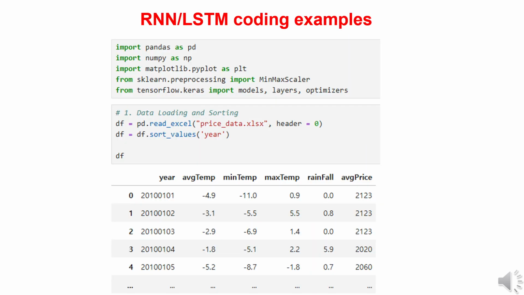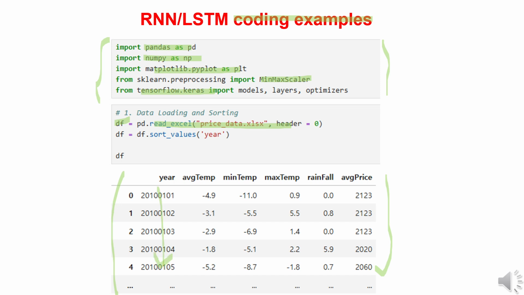Now, let's implement this step-by-step in code. First, we import libraries for data processing and visualization, such as Pandas, NumPy, and Matplotlib. We also import the min-max scaler and TensorFlow Keras modules, which will be used later for data normalization and for building the RNN and LSTM models. Next, we load the Cabbage price dataset and store it in the variable df. This dataset contains daily records of cabbage prices along with weather information.